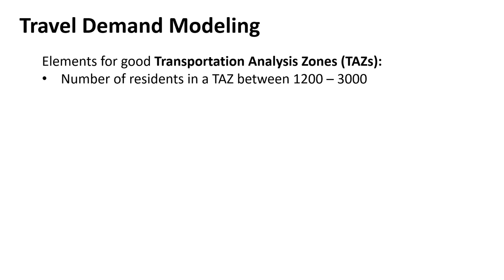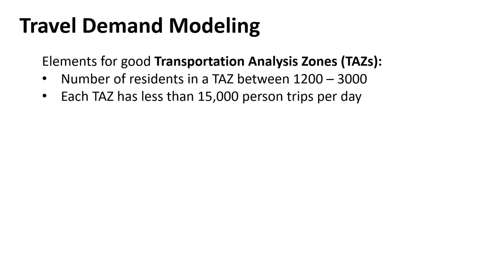We don't want them too small because that's too many zones. It's really hard to calculate, it's a lot more work, and it takes a lot longer for the model to run. Even on a nice computer, it takes much longer. But we don't want them too big either, because we want some resolution. We want to be able to see things at an appropriate level, which typically is being able to predict cars on collectors and arterials. So this is a rule of thumb: we try to keep the number of residents in a TAZ between 1,200 and 3,000. That's kind of a trade-off.